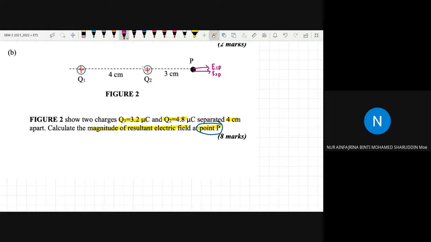Sebab electric field, kalau awak ada charge yang positif, dia akan move away from that charge. Dia tak akan move towards the charge. Okay, remember that one. Okay, now kita nak calculate the magnitude of resultant electric field at point P.